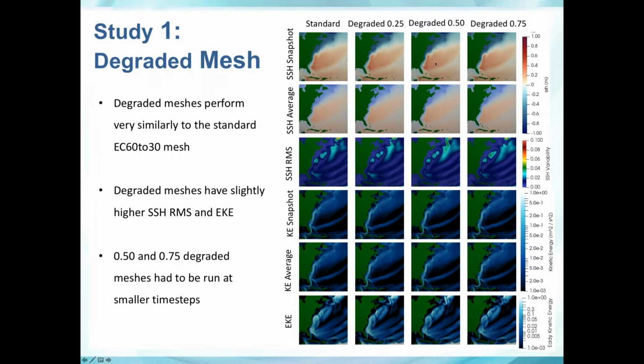We did have to run these 2 most degraded meshes at a much smaller time step, but we think that's just because there are smaller cells present in them rather than any kind of instability. So overall, this is a good sign that mesh quality doesn't seem to have a large impact on our simulations, but this is something we should keep looking at with, for example, coupled meshes. There may be more issues with those.